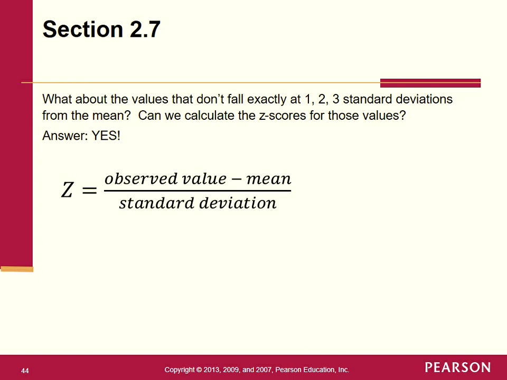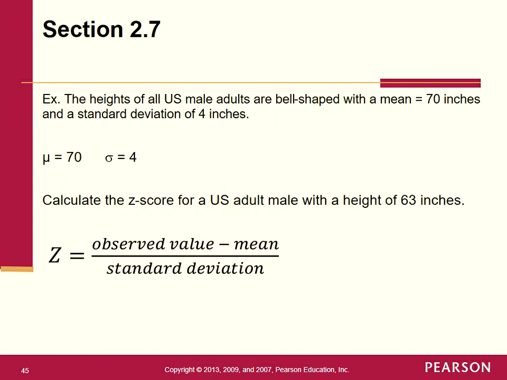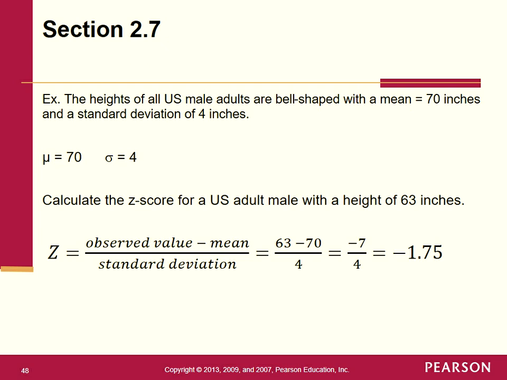Okay. And we're going to divide in the end. All right, so let's say that we go ahead and calculate the z-score for a U.S. adult male with a height of 63 inches. Okay, let's go ahead and do that. So that means our observed value is what? 63. What's the mean from which that observation is coming from? The mean for that data set would be 70. The standard deviation would be 4. So we have 63 minus 70 divided by 4. Now, that turns out to be a negative 1.75.